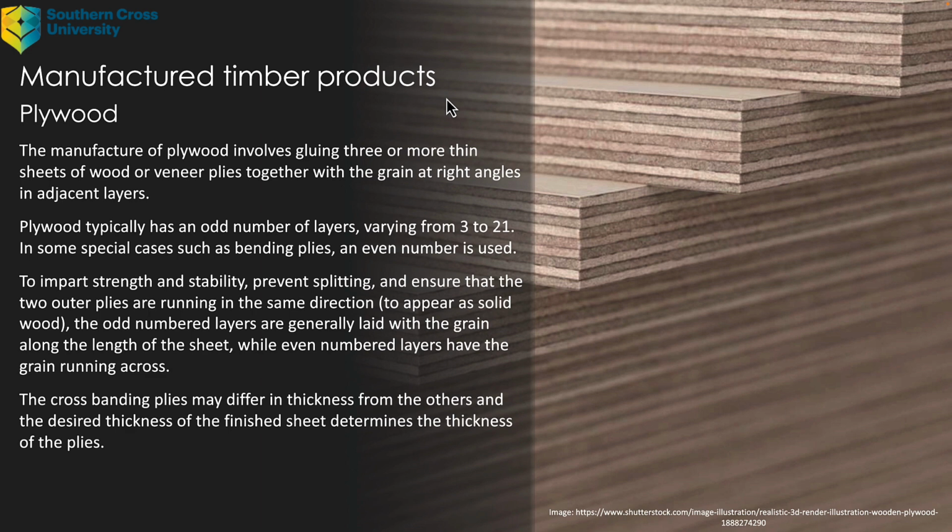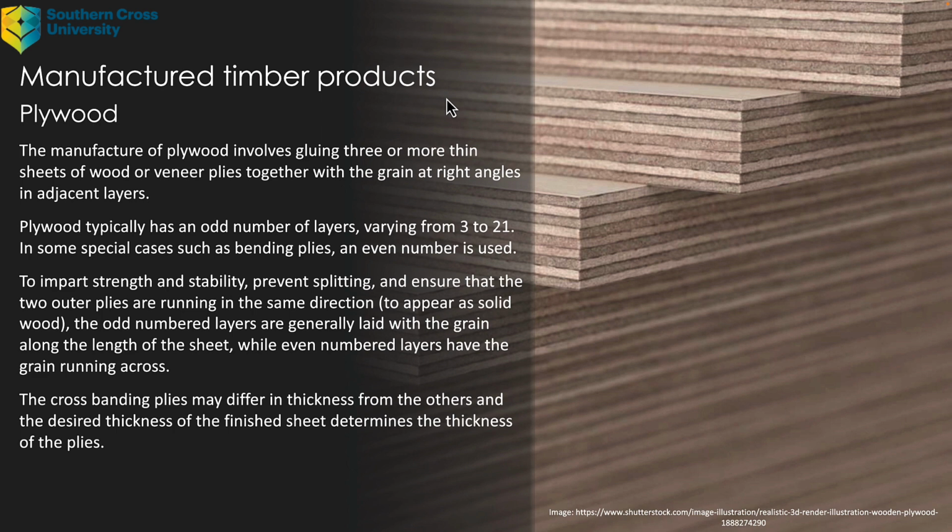It's been in development for about 100 years, but it really reached maturity around about World War II, particularly when we sort of perfected the kinds of glues that we use, the formaldehydes and resins. So the manufacture of plywood involves gluing 3 or more thin sheets of wood or veneer plies together, which is where its name comes from, with the grain at right angles in adjacent layers.